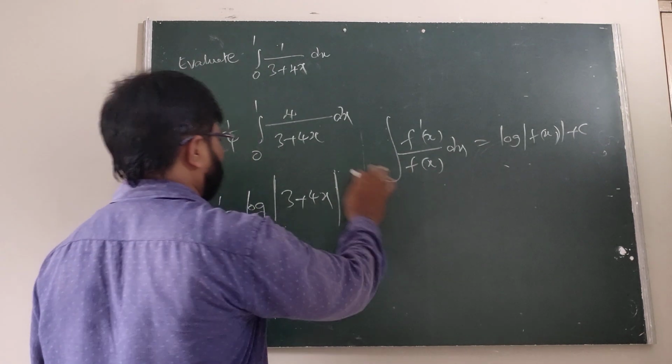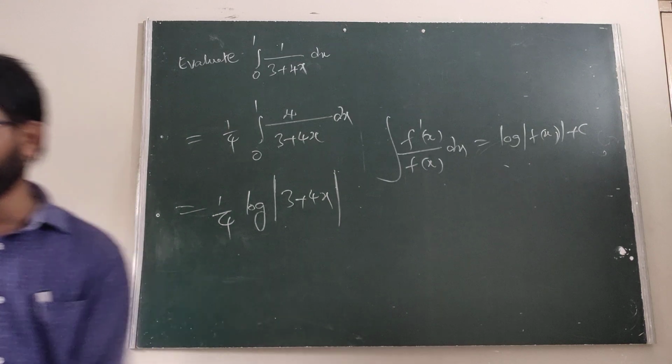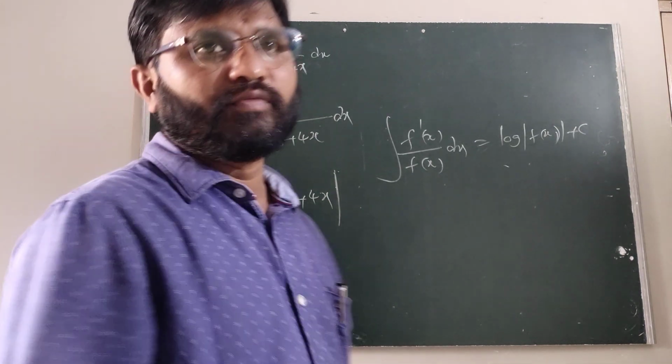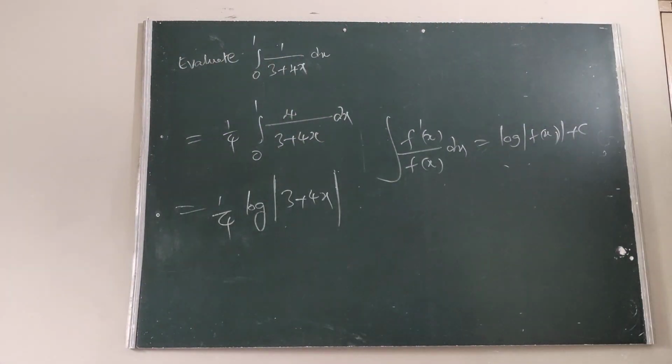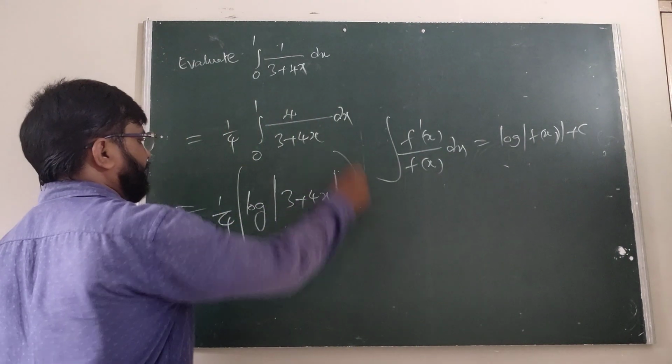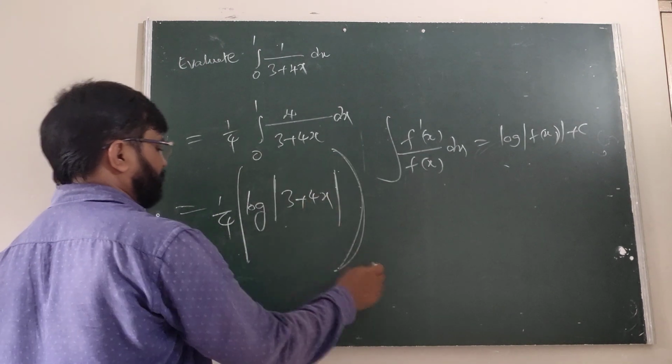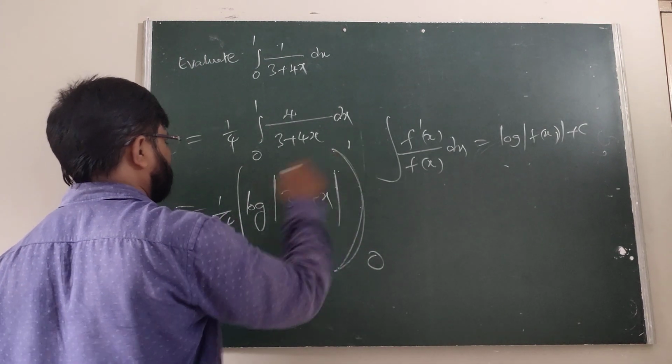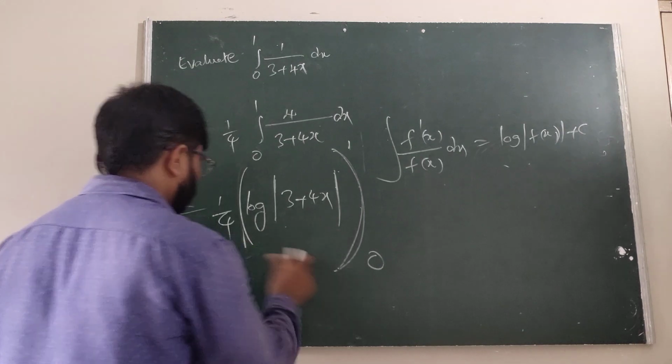Here you don't write the c, because in f of b minus f of a, the c will be cancelled. So in a definite integral, every time, don't take the constant. Now we can apply the limits, 0 to 1. How to write this?